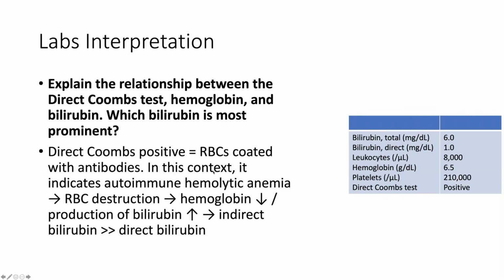That's good. That's great. Now, as Grace pointed out, the direct Coombs is positive. That means that the RBCs are coated with antibodies. So again, in this context, it indicates that there's some sort of immune-mediated hemolytic anemia, though it doesn't necessarily have to be autoimmune, that is leading to red blood cell destruction. That explains why there's low hemoglobin. Also, because bilirubin is the breakdown product of heme, which is part of hemoglobin, that's why there is an increase in the indirect bilirubin much higher than the direct bilirubin. All the heme in the hemoglobin in your red blood cells that are being destroyed is being converted to bilirubin.